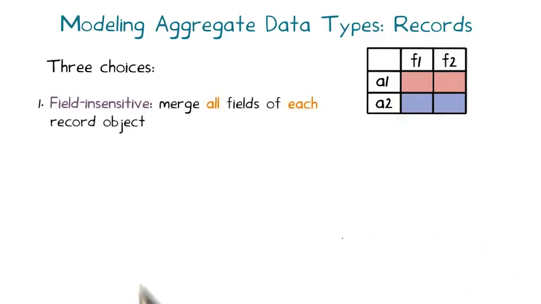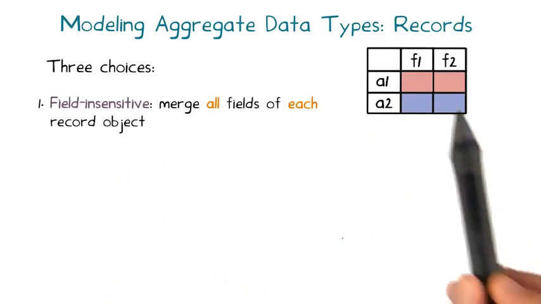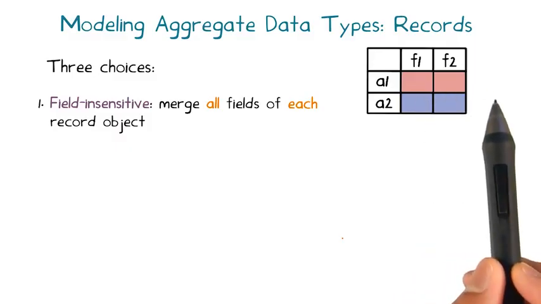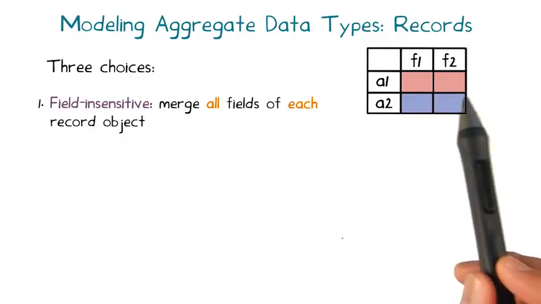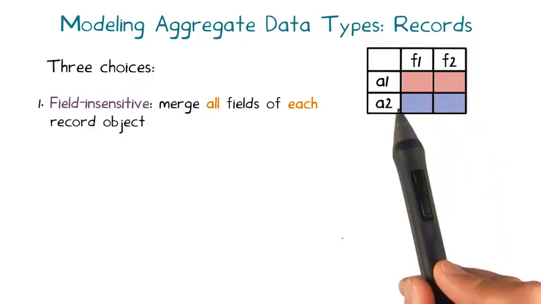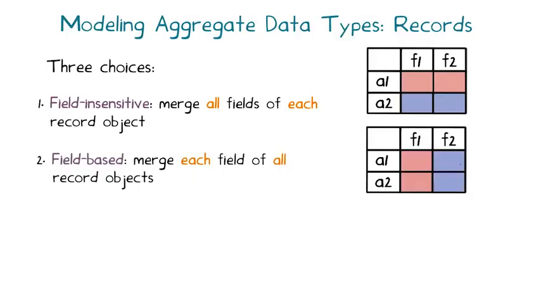Then one choice is to use a field-insensitive representation, which merges all fields of each record object. In other words, this representation prevents the analysis from distinguishing between different fields, such as F1 and F2, of the same record object, such as A1 or A2. Another choice is to use a so-called field-based representation, which merges each field across all record objects. In other words, this representation prevents the analysis from distinguishing between the same field, such as F1 or F2, of different objects, such as A1 and A2.